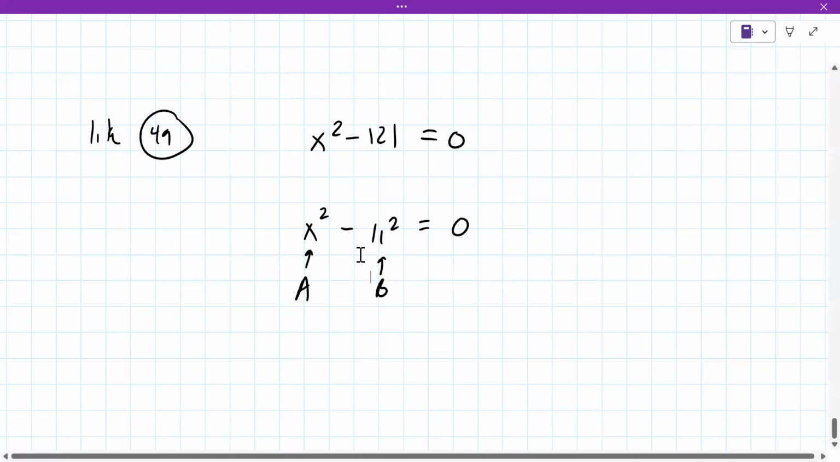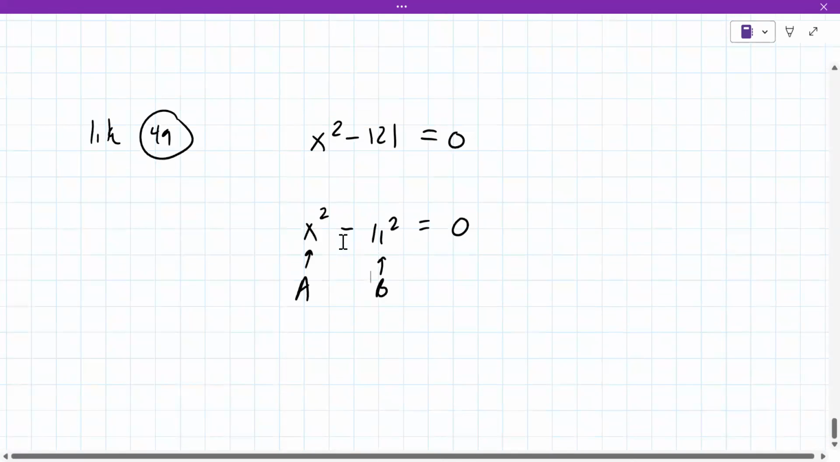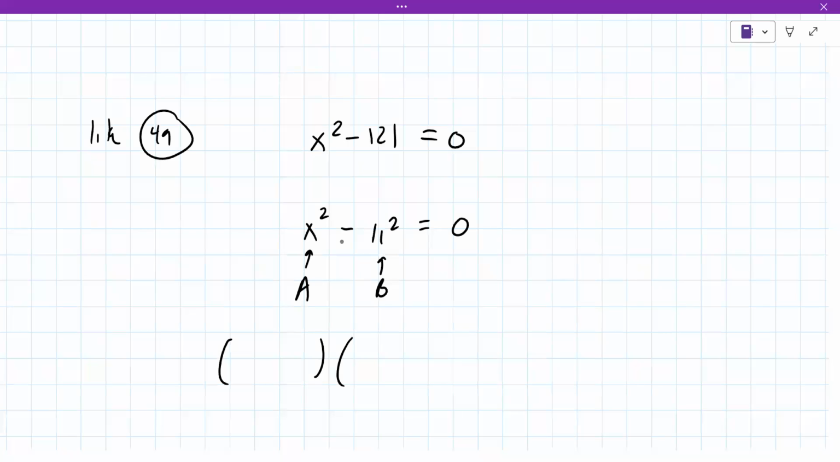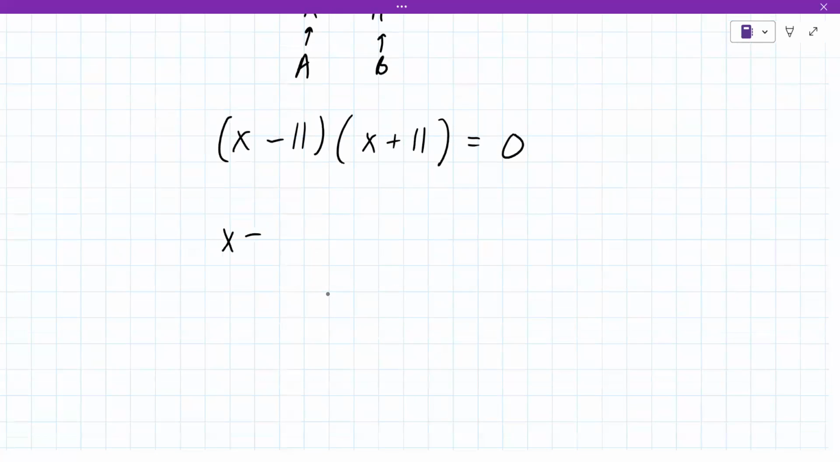What I'm trying to show you is that you have the A and the B to write in this formula right here. Oh, so it's just the same formula, but different ways of getting it. Exactly. So tell me what to write in parentheses down here. x minus 11, x plus 11. Yes, good. So can you solve that for me? So x equals 11, x equals negative 11.